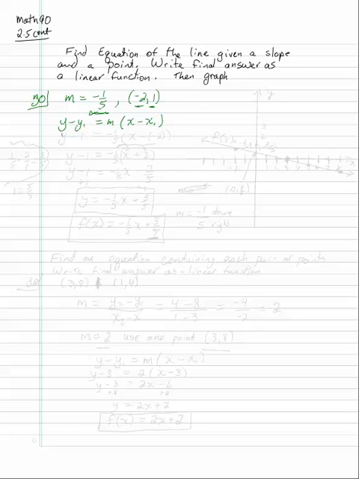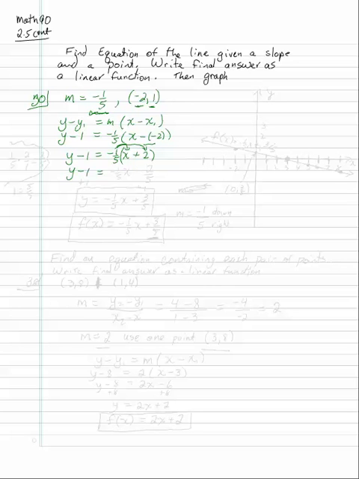So again, I'm going to plug in: y1 is 1, m is negative 1/5, and x1 is negative 2. So remember, minus and minus becomes plus. I'm going to distribute the negative 1/5. And again, this is plus 2, so it'll be negative 1/5 x plus 2. So now I'm going to distribute the negative 1/5.